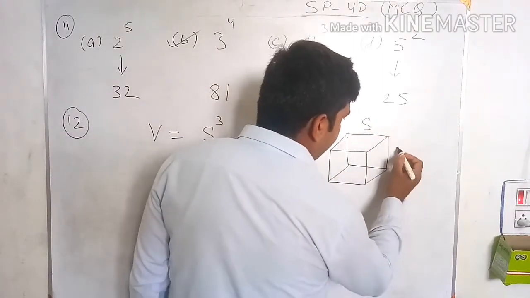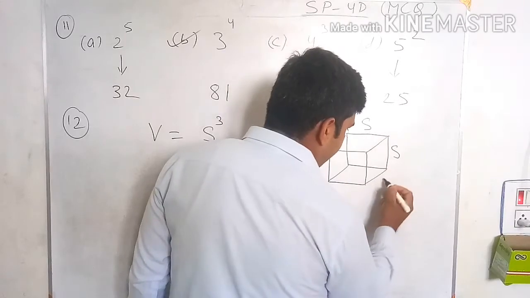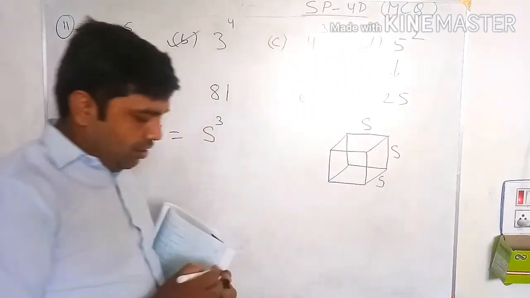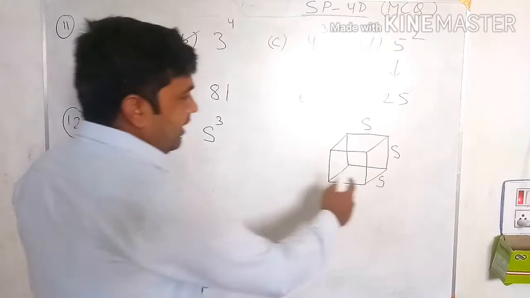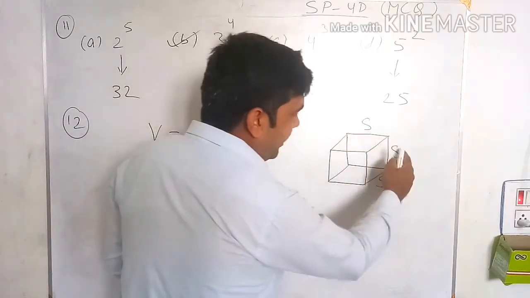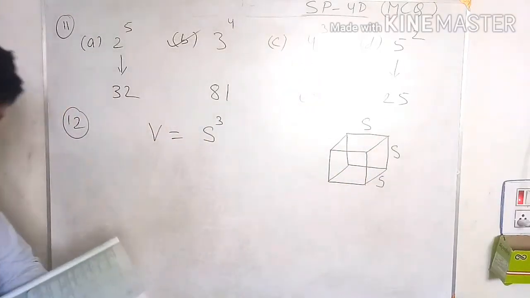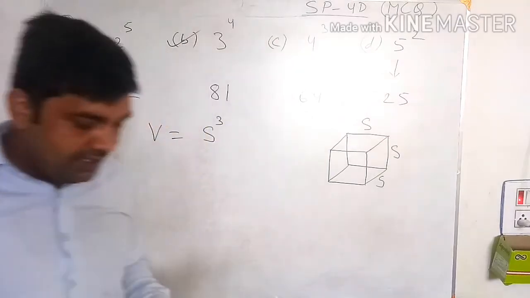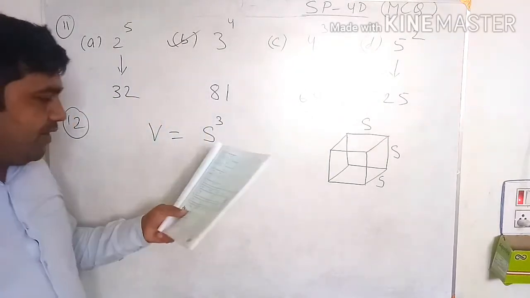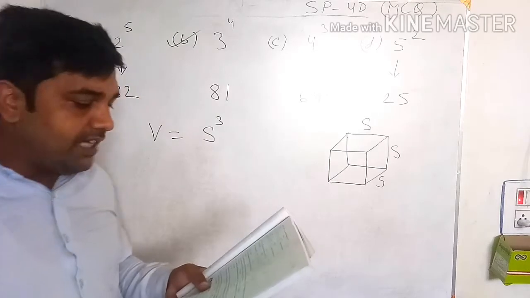So this side is also S, this side is also S, and this side is also S. The volume of a cube means length into breadth into height, that is side into side into side, side cubed. So the volume of the cube is calculated by using the formula V equals S cubed, where S is the length of the sides of the cube.